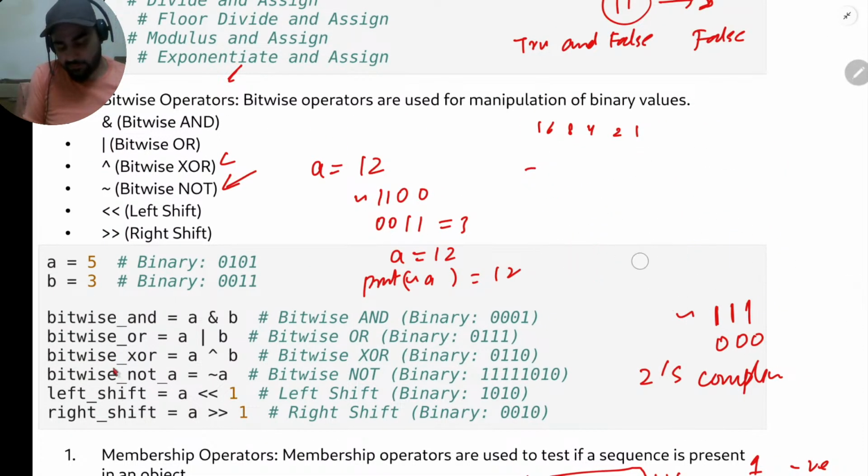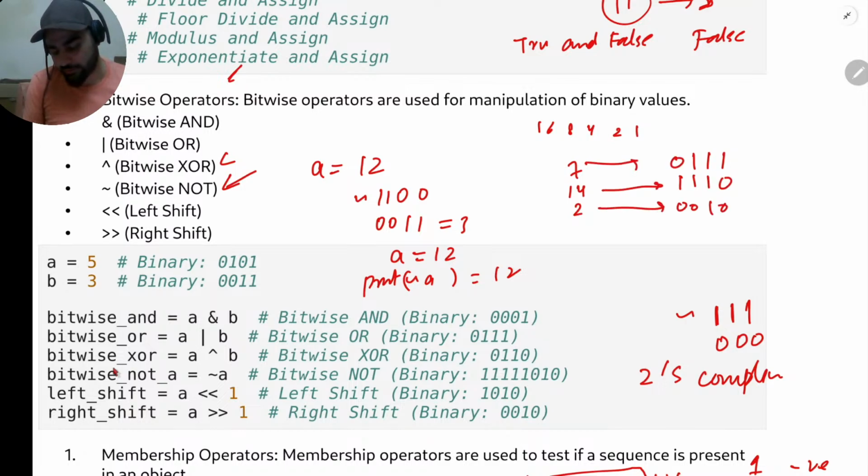I think my screen is visible. So 7 was actually 1, 1 and 1. Is that okay? And we had 14, and we had 2. This was 7, then we had 14: 8, 4, 2 and 0. This was 14 and this was 7. And then we had 2, which is equal to 1, 0, like this.